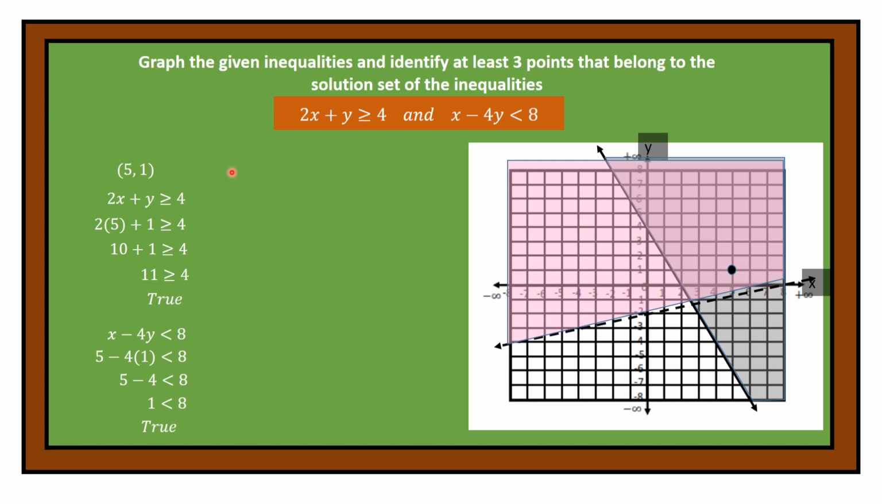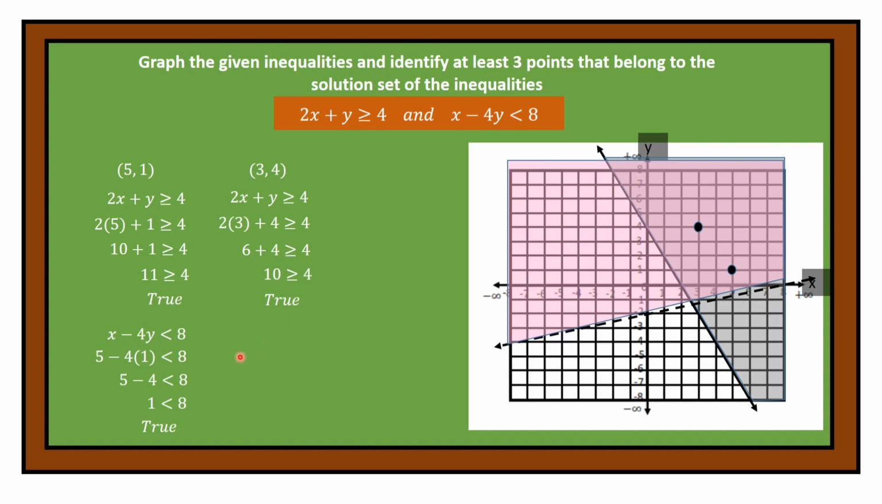Okay, since isang point pa lang, kuha pa tayo ng other one. So, we have here this point which is 3, 4. So, substitute natin ang 3, 4 sa dalawang inequality. Unahin ang 2x plus y is greater than or equal to 4. So, we have here 2 times 3 plus 4 is greater than or equal to 4. So, by solving, we have here 2 times 3 is equal to 6. Plus 4 is greater than or equal to 4. And then 6 plus 4 is equal to 10 is greater than or equal to 4. So, this is also true.